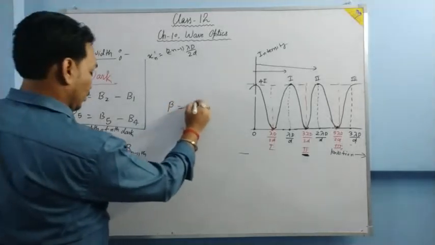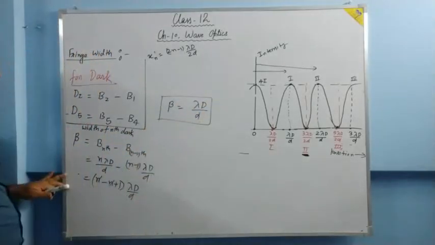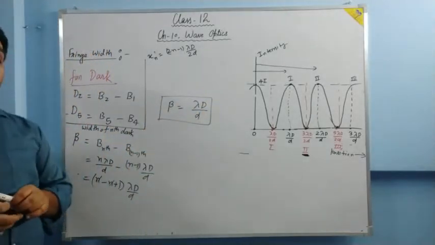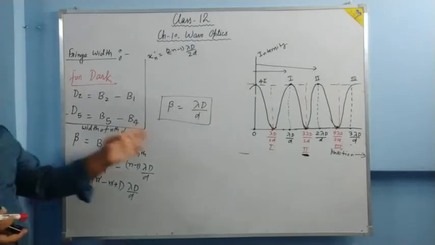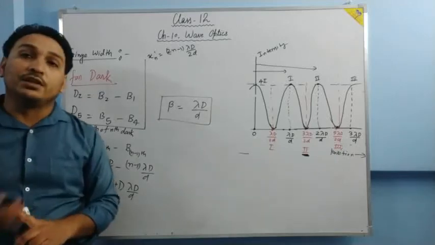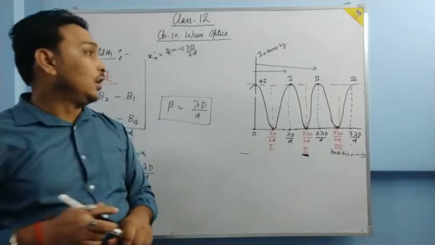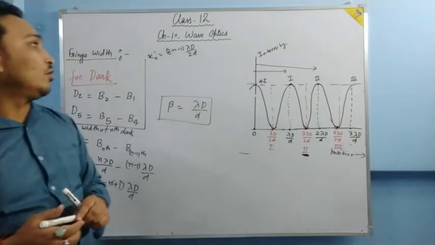So beta is equal to what? Lambda D by d. And this was the width of the dark fringe also. So whether we are calculating for bright or dark, the width is going to be lambda D by d. It means all the fringes, whether dark or bright, are of the same width. Is it clear? So let us stop here.